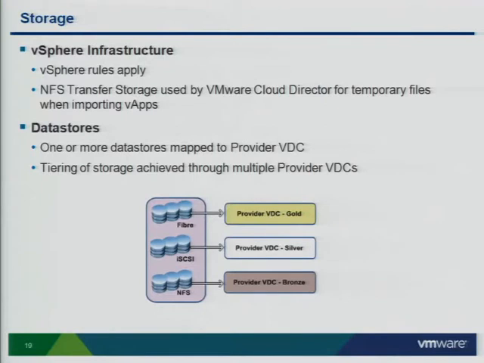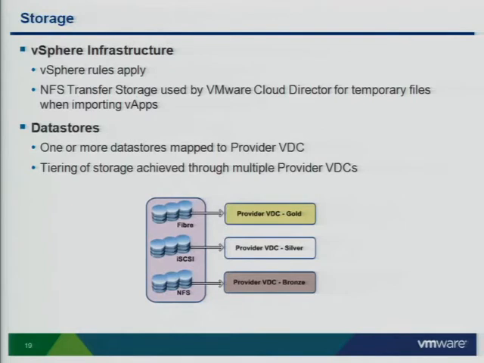Let's say you had low-end storage and high-end storage. It's possible that a Microsoft Exchange server might get deployed to the low-end storage, and a print server might get deployed to the high-end storage. That is the reason why we're giving this recommendation of having multiple provider VDCs to support that multi-tiering at this stage in the 1.0 product.